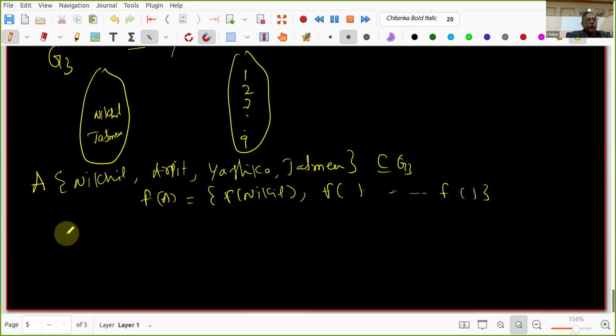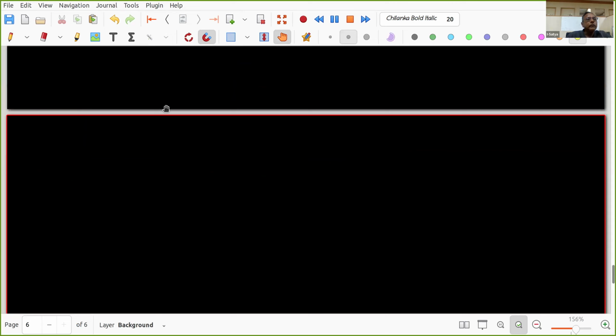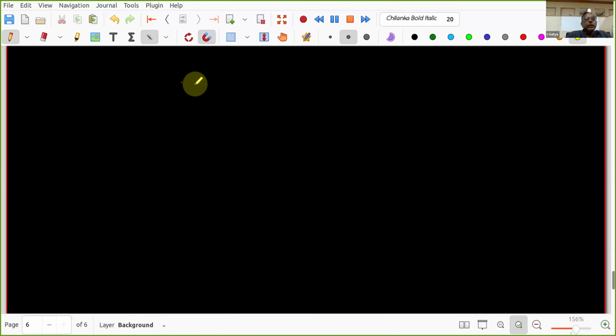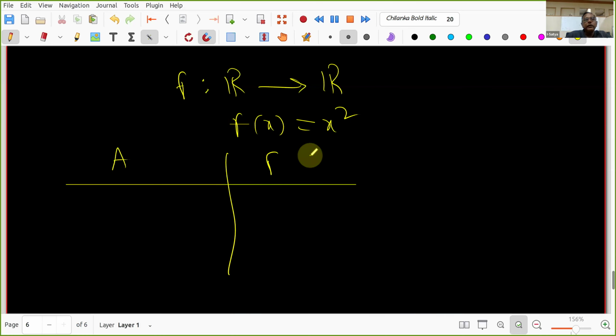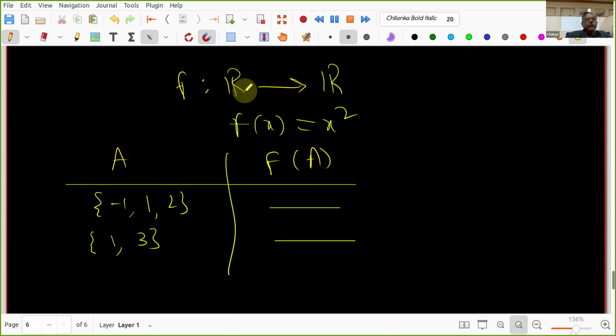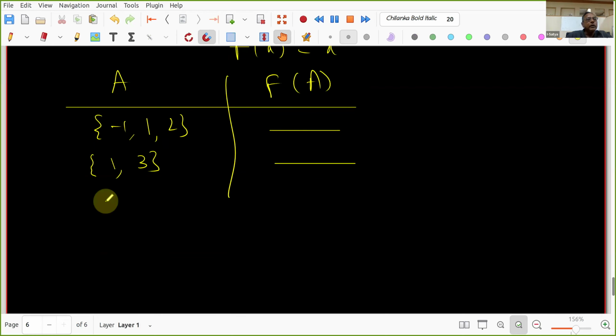One question I'm going to give you, and with that I will stop. So f is a map from R to R, okay? It is given as f of x equal to x square, right? You take sets A, and you need to figure out f of A. My set is minus 1, 1, 2. What is the set here? If my set is 1, 3, what is the set here? If my set is 0 to infinity, what is here?